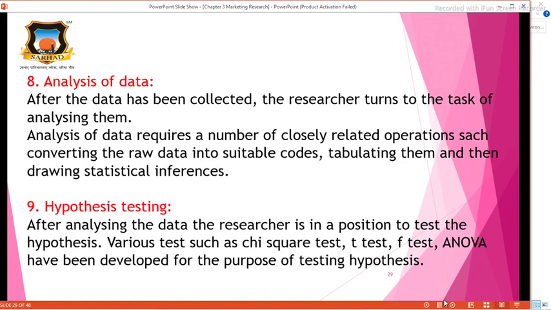After analyzing the data, the next step is testing of hypothesis. After analyzing the data, the researcher is in a position to test the hypothesis. Various tests such as the chi-square test, t-test, F-test, and ANOVA have been developed for the purpose of testing hypotheses.